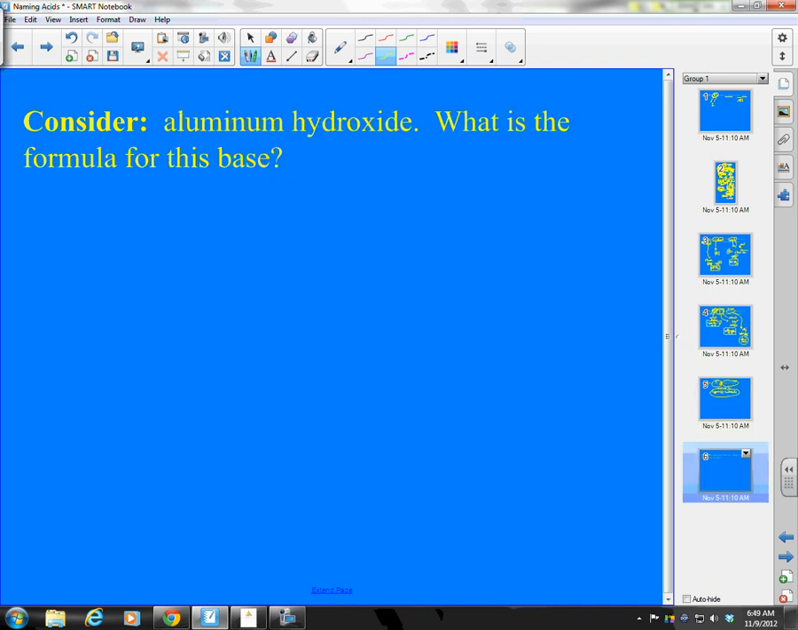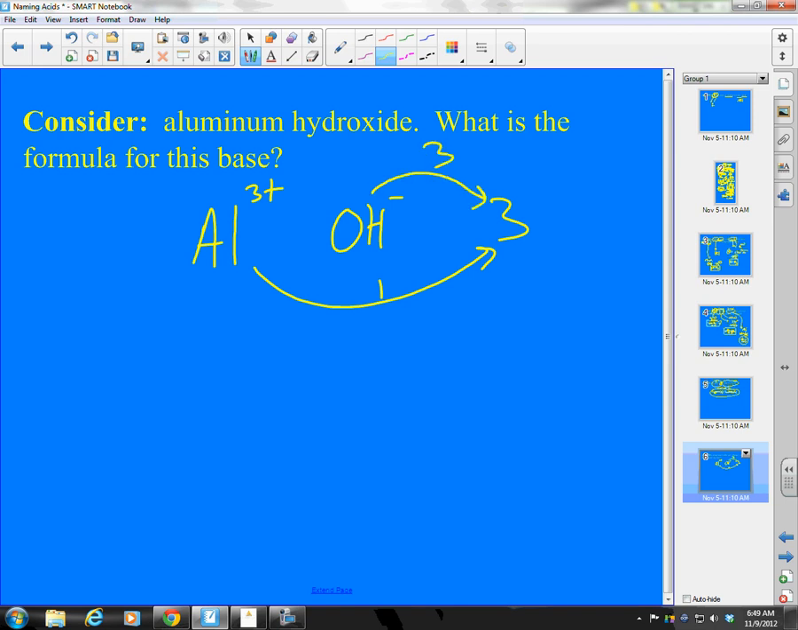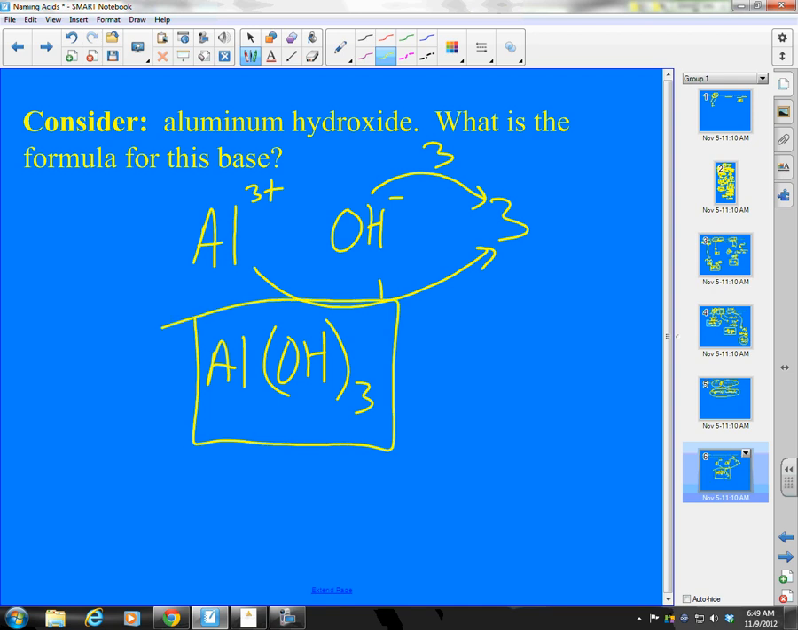Aluminum hydroxide. What is the formula for this base? Pause me and bring me back when you're ready. Oh, this is easy. I can't believe, Mr. Smith, you're letting me do this. Aluminum, right? What's the charge on aluminum? Aluminum is a what? +3. Hydroxide, -1. What's my least common multiple? 3. How many aluminums do I need to get to a 3? 1. How many hydroxides do I need to get to a 3? 3. That means I have AlOH. I have more than one, so I have to put it in parentheses. 3, and that is my aluminum hydroxide, and we are at the end.